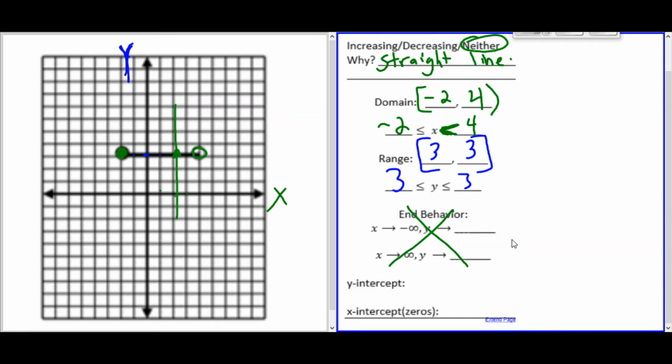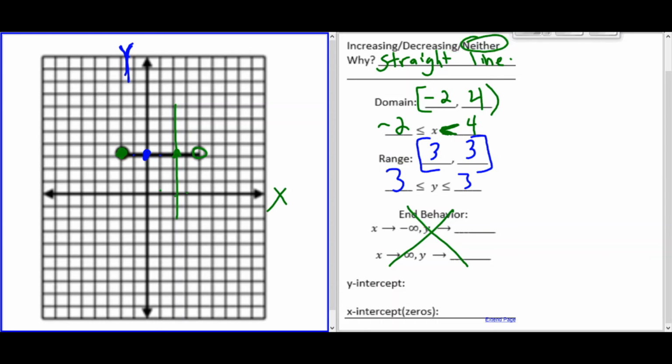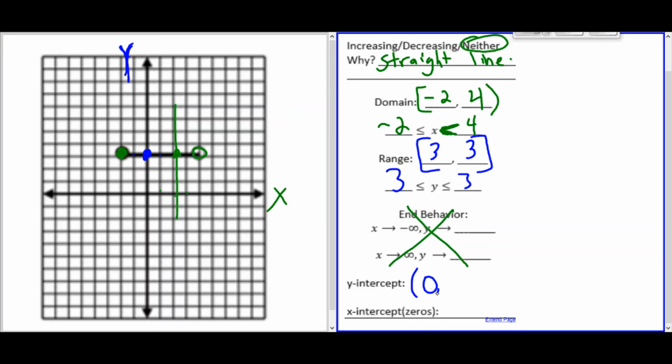The next part, the y-intercept. Well, the graph definitely crosses the y-axis. It crosses right here. So this is the point (0, 3). And the x-intercept, there is none.